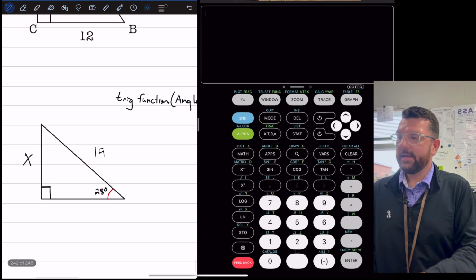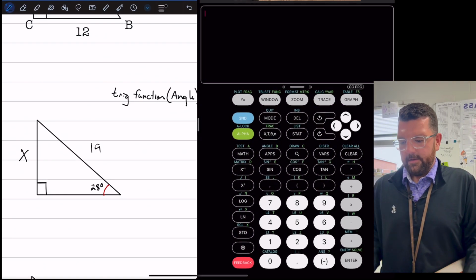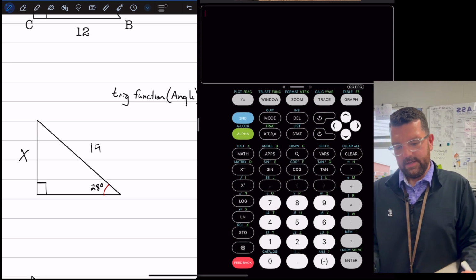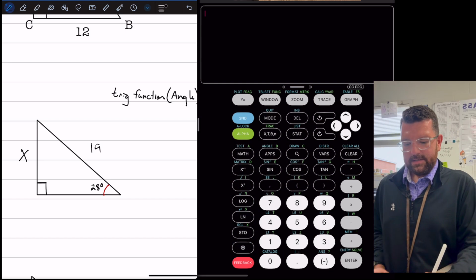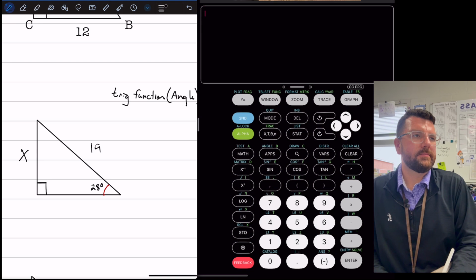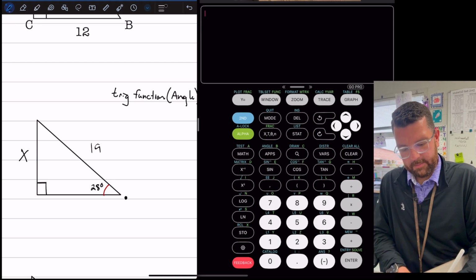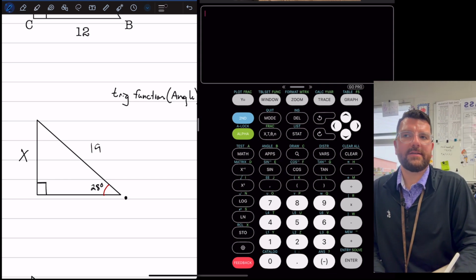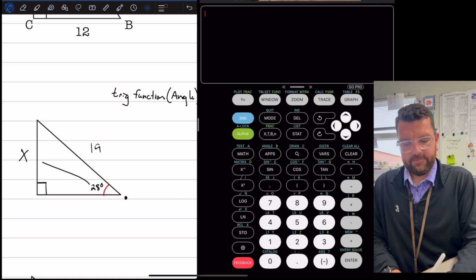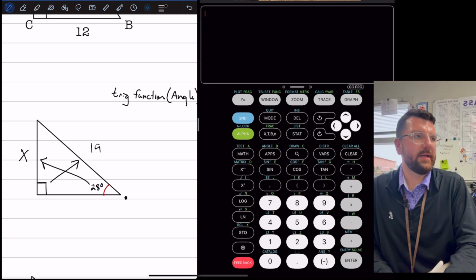But if we're looking at this problem, we're going to use a trig function to solve for x. The first thing I need to do is decide what angle did they give me other than the 90-degree angle. 28. I'm going to put a dot there. I'm going to identify that angle they gave me. From there, they gave me some information about my sides. What 2 sides did they give me?